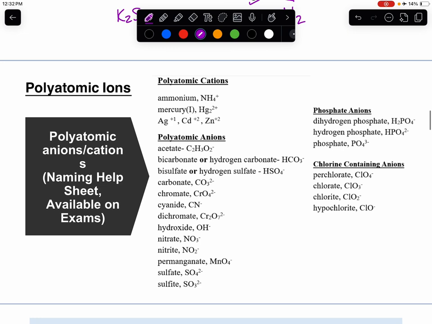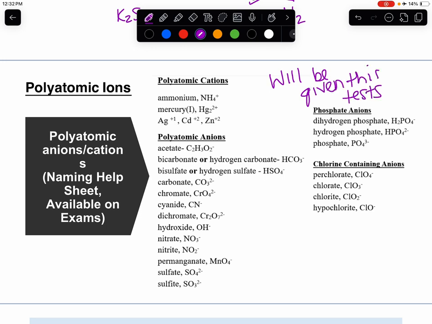These are polyatomic ions. You will be given this list. Well, you actually have this. You will be given this on tests. So you do not have to memorize this. You do have to memorize the charges we were just utilizing, but this whole thing is on your lecture packet, and you will be given this exact same list, okay?